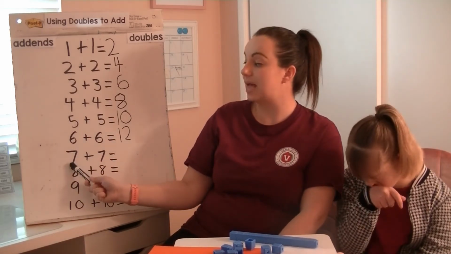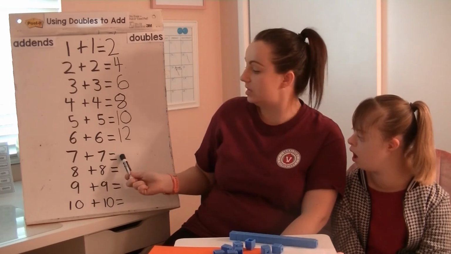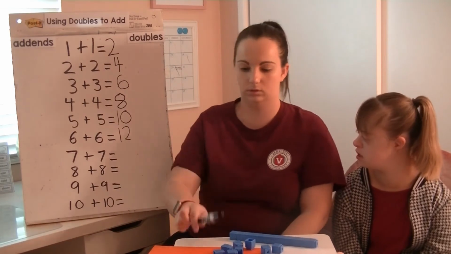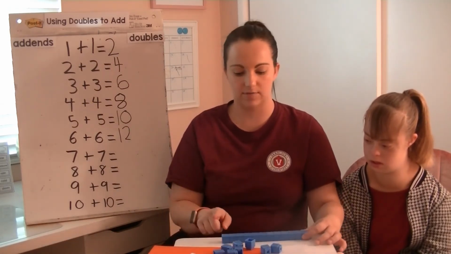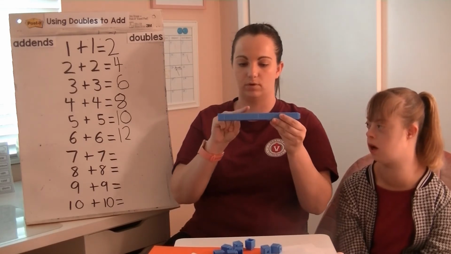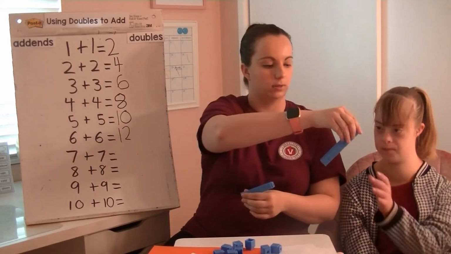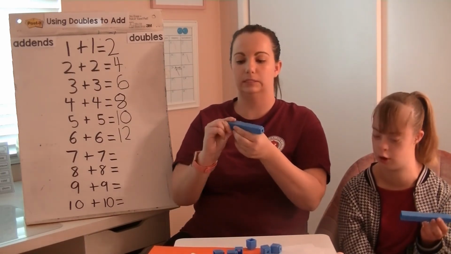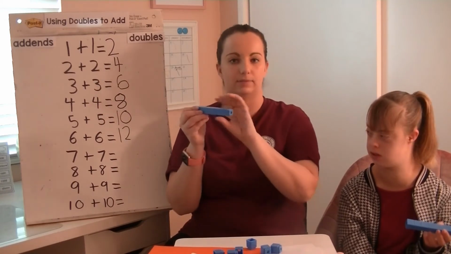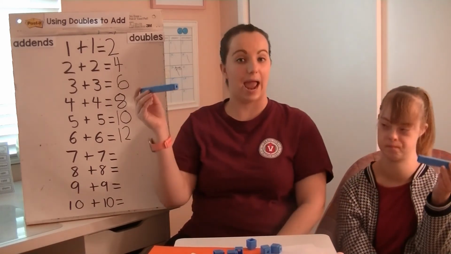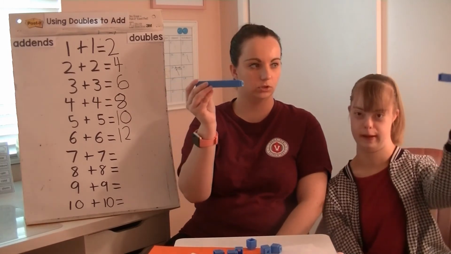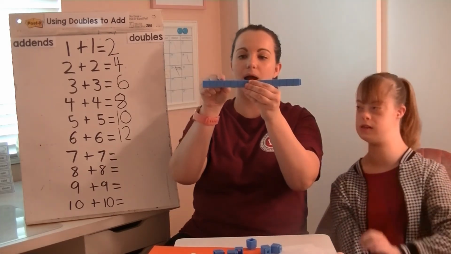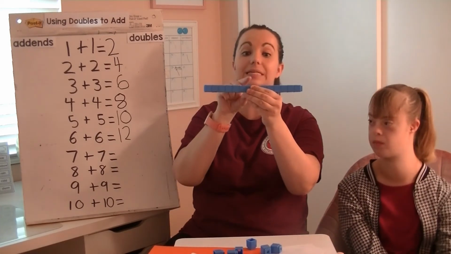It says 7 plus 7 equals. Again, 7 plus 7 equals. Okay, let's solve it. I'm going to give you your 7, Kaylee. 1, 2, 3, 4, 5, 6, 7. Hang on to those. And then I have my 1, 2, 3, 4, 5, 6, 7. And I have 7 and 7. Let's add or join them together. 7 plus 7. Here are my 1, 2, 3, 4, 5, 6, 7.